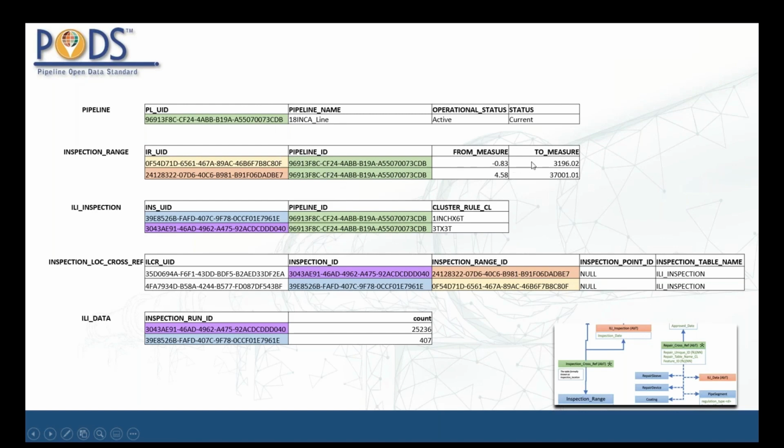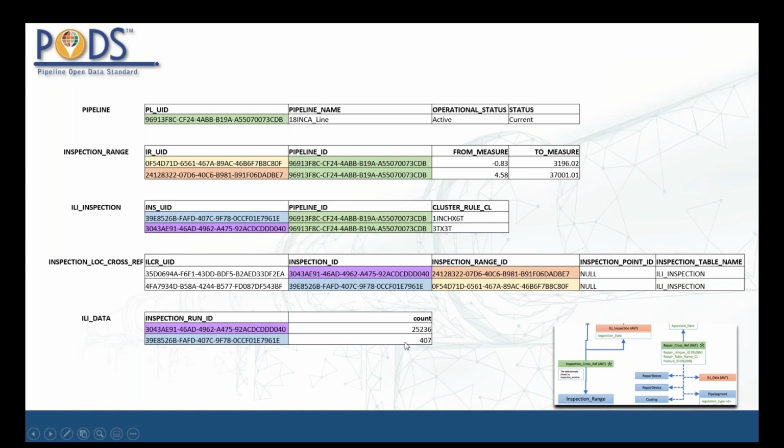Here's where we capture that from and to measure from the odometer, and so it gets stored in the inspection range table. And so again, going back to Kirk's diagram here, you can see how the inspection cross-reference table captures the inspection ID as well as the inspection range. And so that's how you tie those two together. In this case, we only have one range per inspection, but you could have multiple ranges if you span your routes or lines.